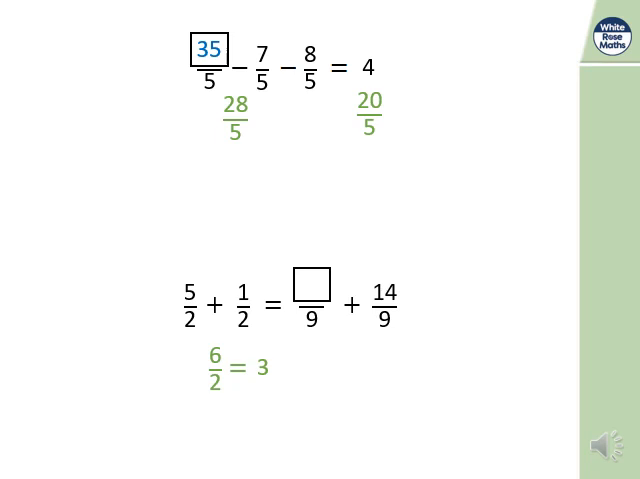Let's have a look and see. 3 wholes is 27 ninths. Now if you already have 14 ninths of those 27, how many more would we need to get 27 ninths? And the answer would be 13. And that's a way that we can find out our missing number there.